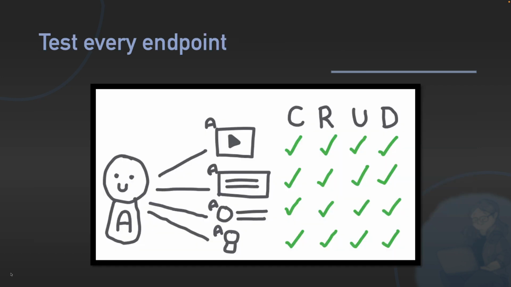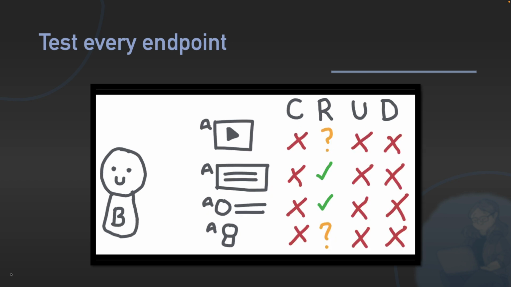And I've told you in the past that you should test every endpoint, right? So user account A should be able to check videos, create a video, read a video, update a video, delete a video, make a comment, read a comment, update a comment, delete a comment, update themselves. But when we talk about user B, we should start to see some declining. User B shouldn't be able to upload a video on user A's account, nor should they be able to make a comment in user A's name, but they should be able to read user A's comments.